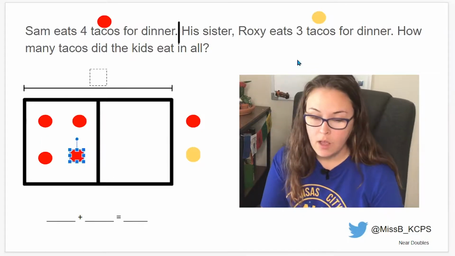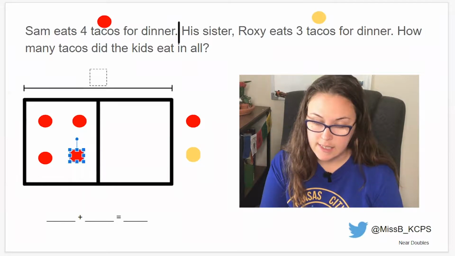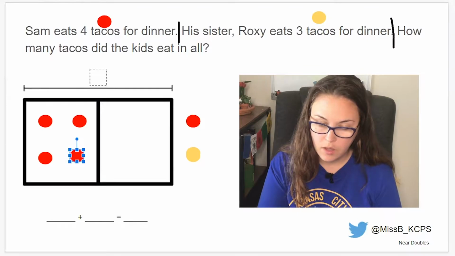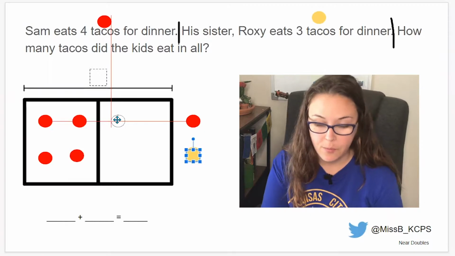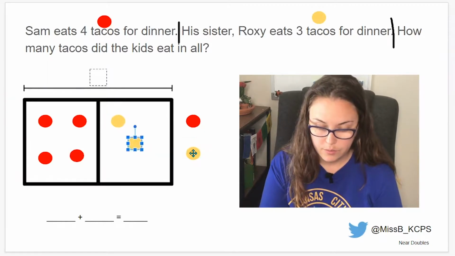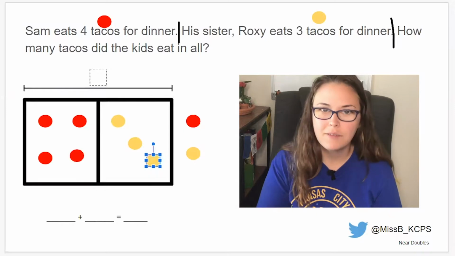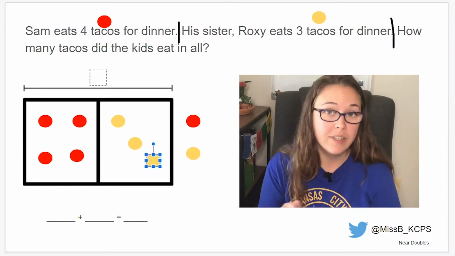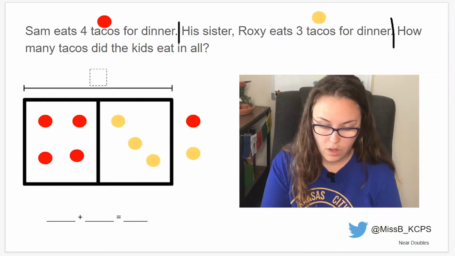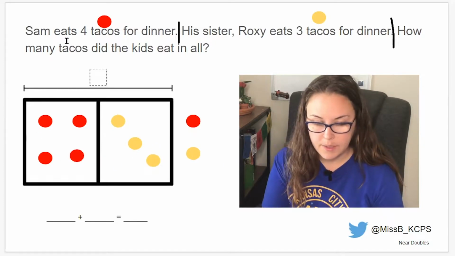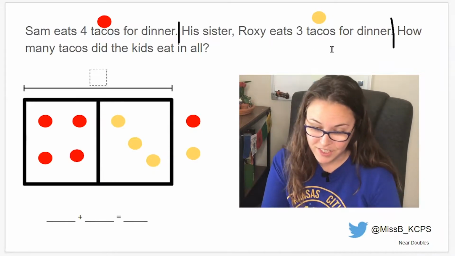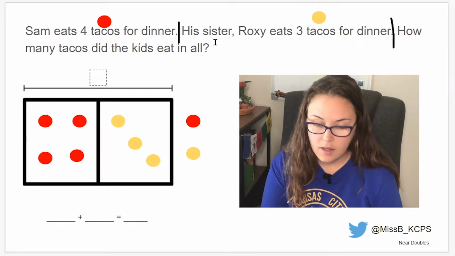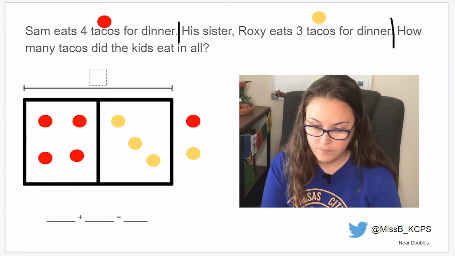Great job. Next, the next sentence says, his sister Roxy eats 3 tacos for dinner. Stop there. How do you model that? Pick up your yellow counters and let's count 3. 1, 2, 3. Remember, if you don't have counters, you could just draw circles and fill them in on your page. So here's our model. Sam eats 4 tacos for dinner. His sister eats 3 tacos for dinner. Now our question is, how many tacos did the kids eat in all?